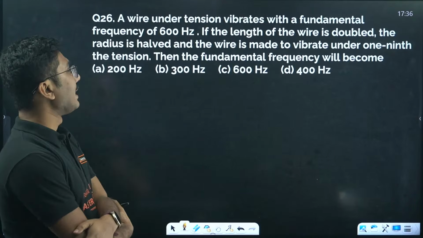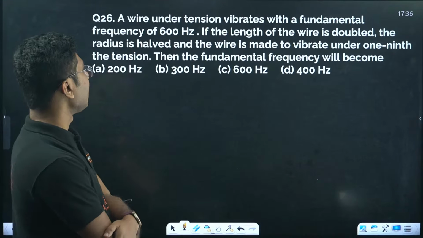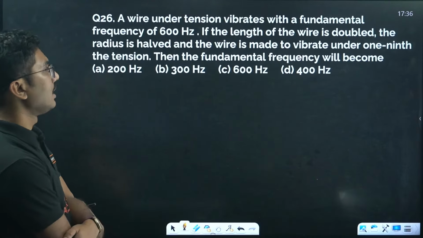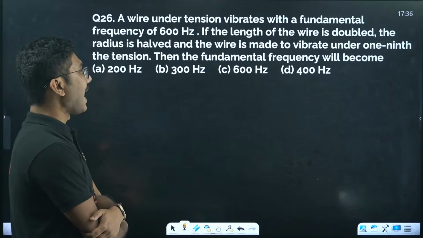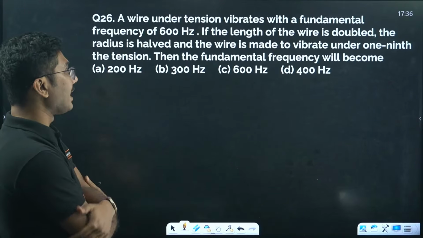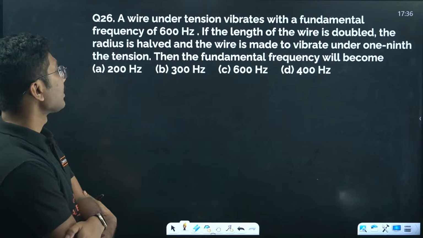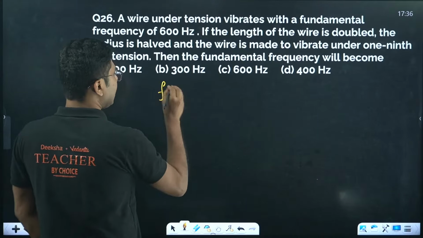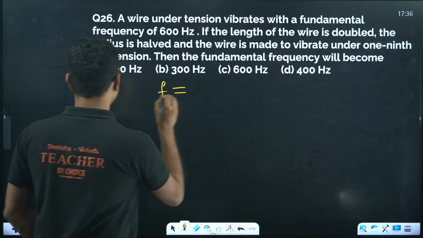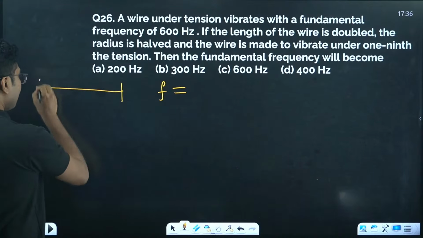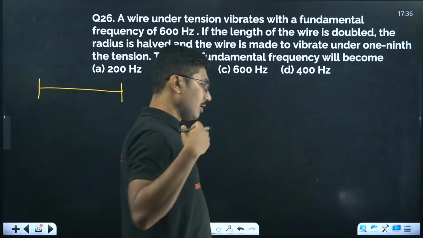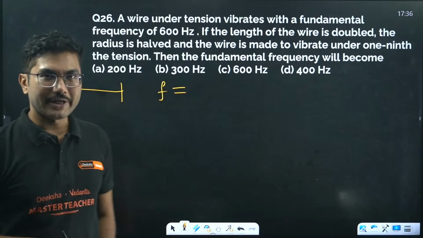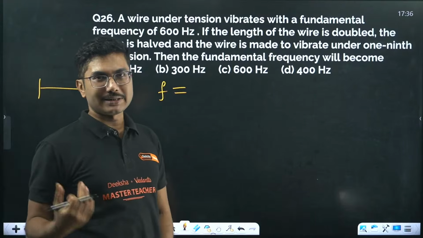A wire under tension vibrates with fundamental frequency of 600 Hz. If the length of the wire is doubled, the radius is halved, and the wire is made to vibrate under 1/9 of the tension, then the fundamental frequency will become? So frequency of vibration in a stretched wire means guitar, veena, tanpura, they all use stretched strings. If you pluck it at some point, it makes sound, right?